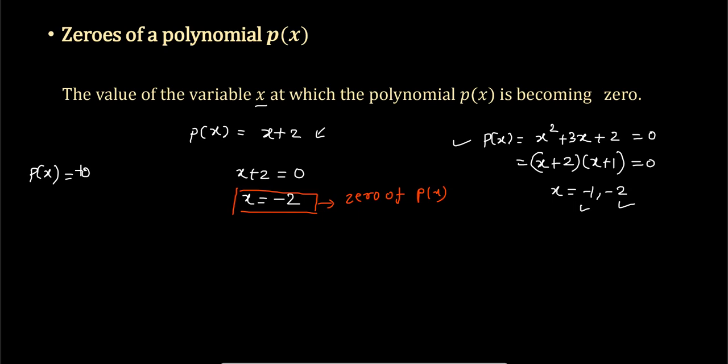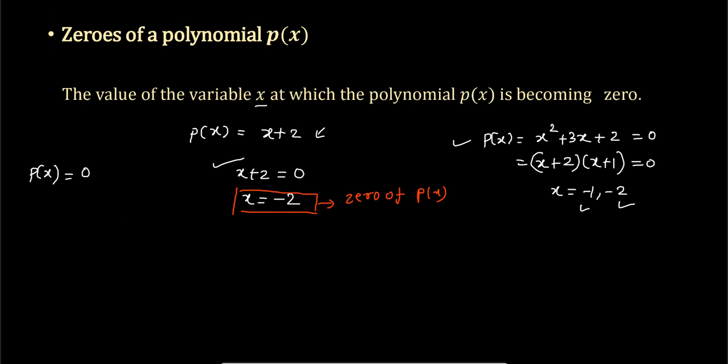Now a polynomial p(x) may have a single zero, only one zero, just like in this case x plus 2. It may have two zeros, like the second example, minus 1 and minus 2. It may have three zeros if your polynomial is cubic, meaning of degree 3. And also you may have a polynomial which does not have any zero.